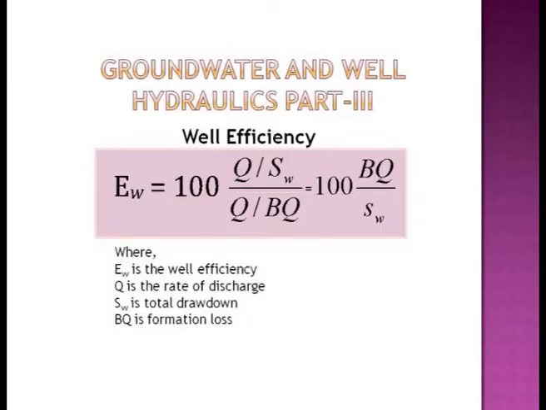What do we mean by well efficiency? Just like the specific capacity, well efficiency is also expressed in percentage. Well efficiency is denoted by EW, W for well, E for efficiency. It is 100 into (SW upon Q) upon (BQ upon Q), which equals 100 into BQ upon SW. So this formula will give you the efficiency of the well.